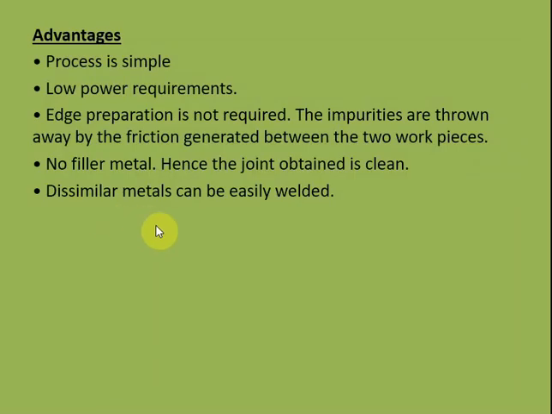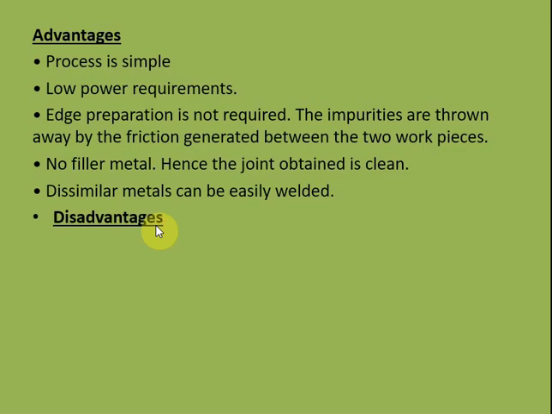Now the advantage of this method is it's a very simple process and also it is very fast, with low power requirement. Even the interface of two work pieces need not compulsorily be parallel to each other. Even without that, because we are rubbing them against each other, automatically they will get parallel to each other and will get a straight weld. Here we are not using any filler material, hence the joint will be clean and dissimilar metals can be welded together. These are the advantages of this method.